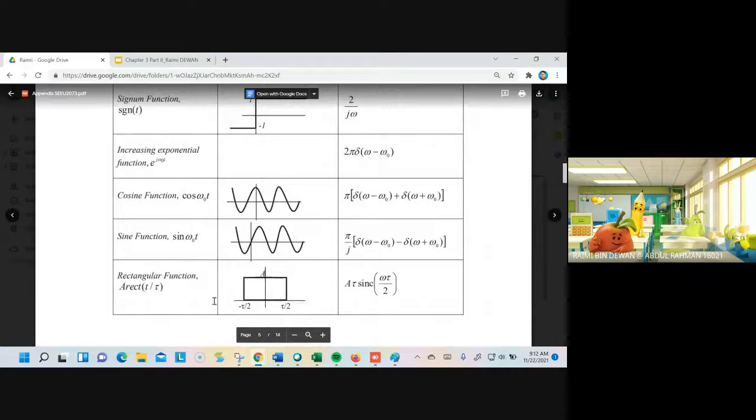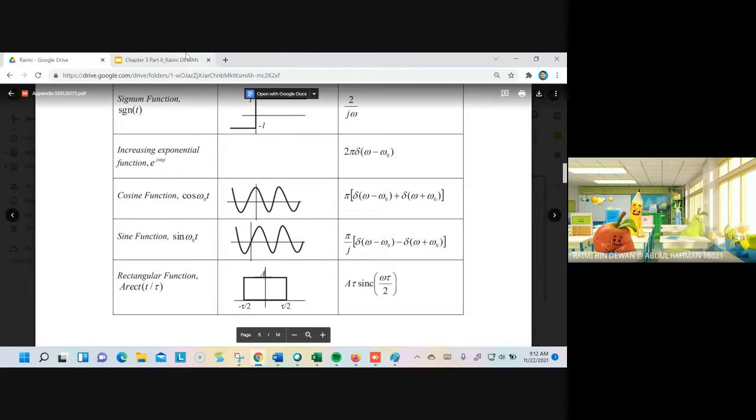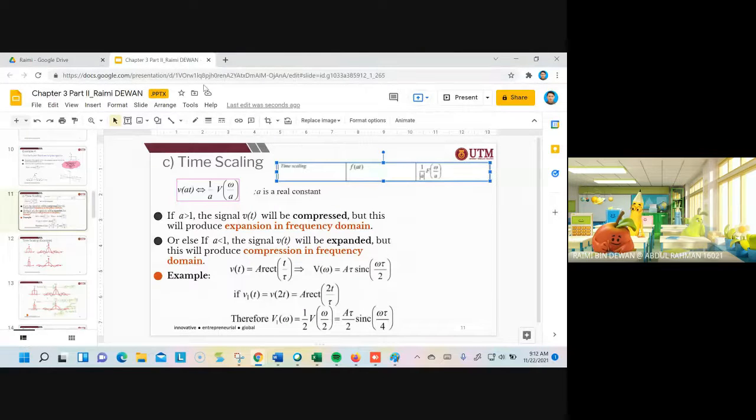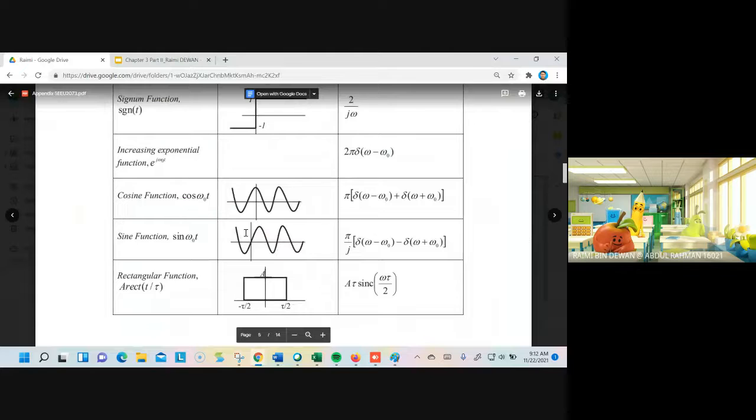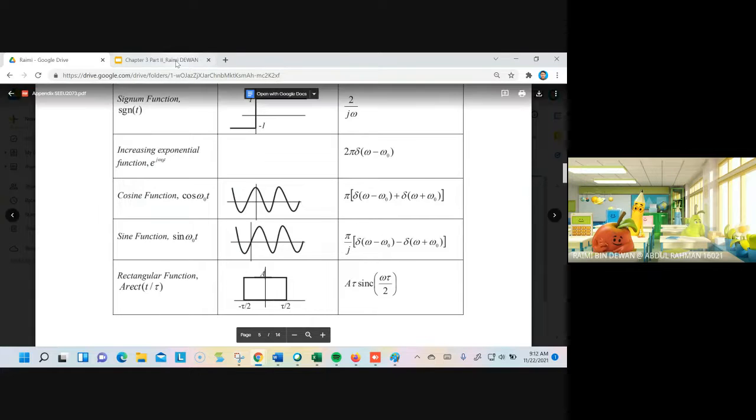Okay, rectangular, you see here is omega tau over 2. Then you divide by another 2. That's why you're going to have omega tau over 4. But there are no changes in the time shift, so tau is actually equal to 1 there. It depends on what signal you have; if it doesn't change, it's tau over 2.